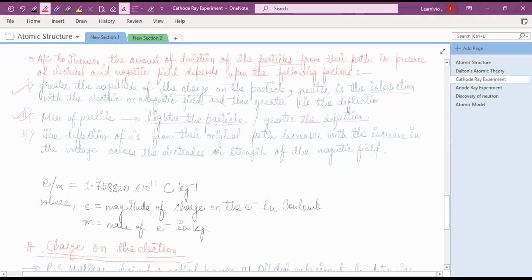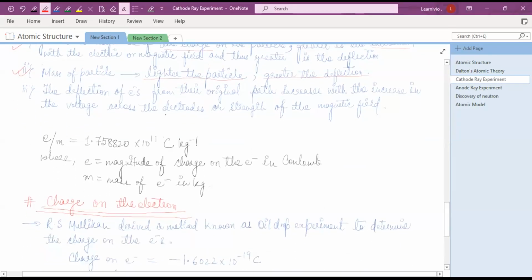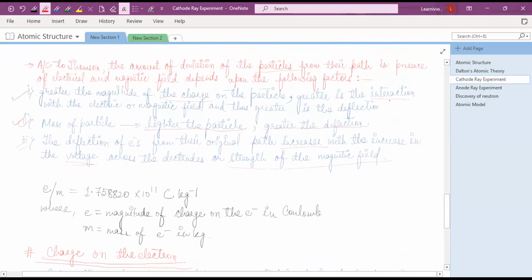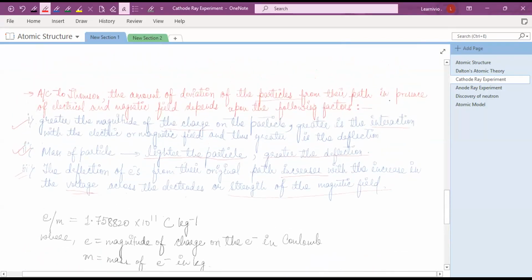Yes, ma'am. The third point was that the deflection of electrons from the original path increases with the increase in the voltage across the electrode, right? Means the higher the voltage you give, the higher the deflection of the electron will be. It increases with the increase in the voltage or the strength of the magnetic field. If the strength of the magnetic field is greater, then the deflection will be greater, right? So these are some factors on which the deviation of particles depends, right?